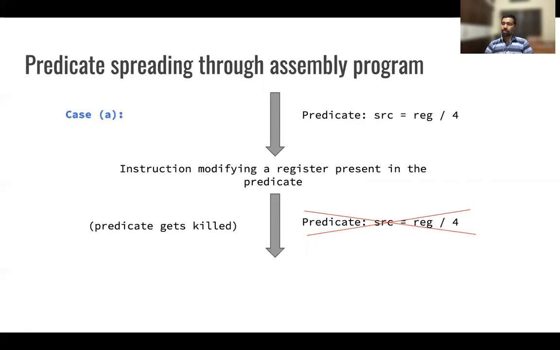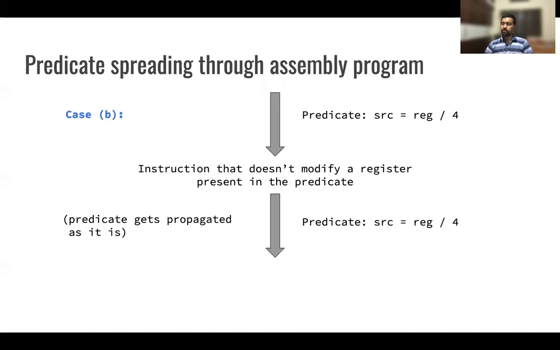Consider that the predicate source equal to register divided by 4 is coming from an instruction, and we want to see if we can propagate that through the next instruction. First case, or case A, is when the next instruction modifies a register that is present in our incoming predicate. In this case, because the register is getting modified, our original predicate would no longer hold true, and hence we would kill the predicate and it will stop propagating further.